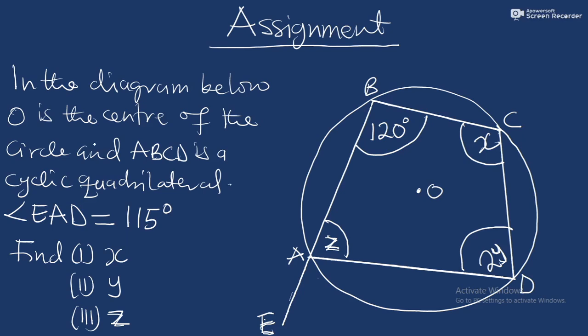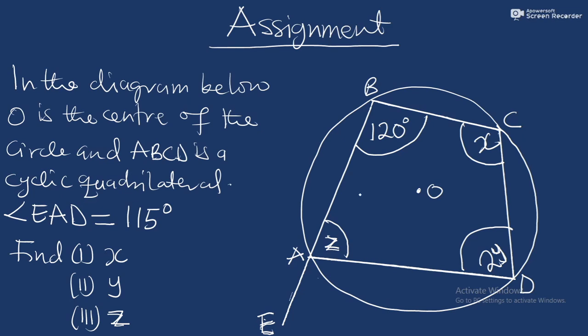So in our question, it said that ABCD is a cyclic quadrilateral. So this should tell you that you have to apply a theorem concerning cyclic quadrilaterals in getting answers to some of the questions. Good. So our first question was to find x.